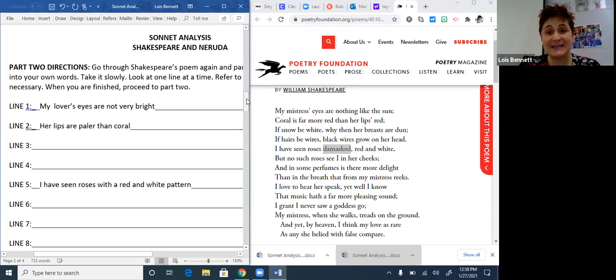He's saying that her eyes aren't very bright, her lips are pale, she doesn't have rosy cheeks. Her breath reeks, which means it smells really bad. So he's not being especially kind to his lover. But then at the end of the poem, he explains why. And that's what the couplet does.